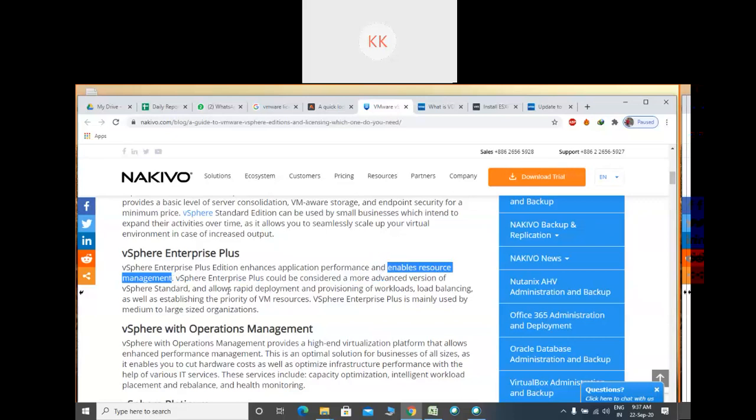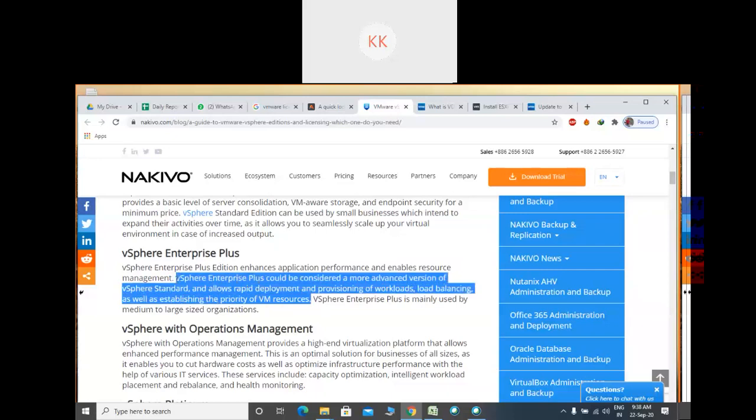vSphere Enterprise Plus could be considered a more advanced version of vSphere Standard. That means this is the base model, in which you probably get the AC. Now from here onward you will get your airbags, power windows, and all these different features, just like your car. It allows rapid deployment and provisioning of workloads, load balancing, as well as establishing the priority of VM resources. These lines are very much important.